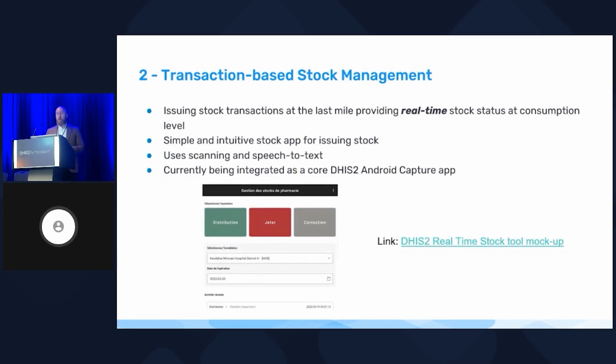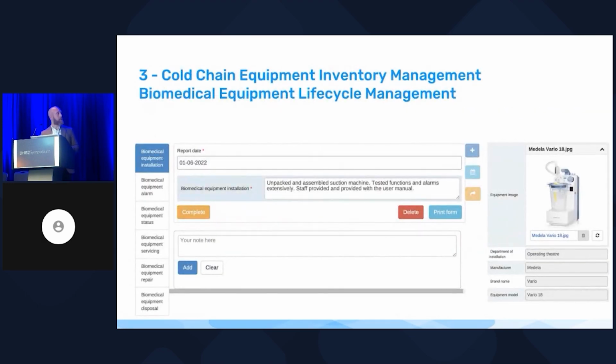The next one is more transactional stock-based data. This is where we're actually monitoring in real time stock distribution, stock receipts and corrections. We have an application for this, and that application right now is a little bit of a prototype, but it's being merged into our core Android application. And so you'll see this become a very generic stock functionality within DHIS2, this more transactional stock management.